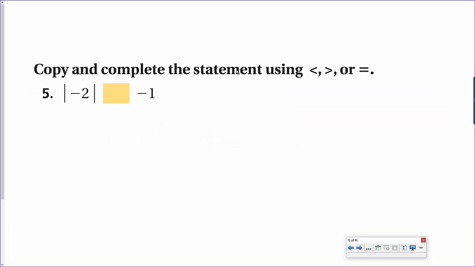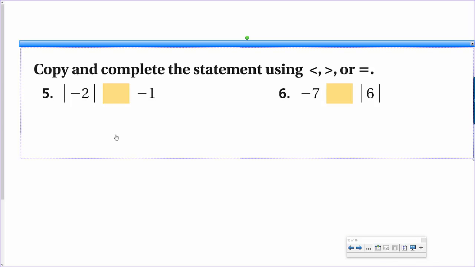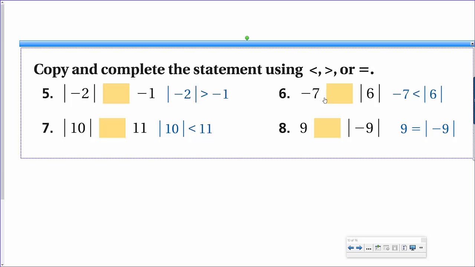All right, so then if I look at this one here, if I have negative 2 and negative 1, this is the absolute value though, so this becomes positive 2. So this one should be negative 2 would be greater. This one here, negative 7, is smaller because it's not the absolute value, is it? This one here, negative 9, the absolute value, so it should be equal. This one here, 11, is still bigger than the absolute value of 10.